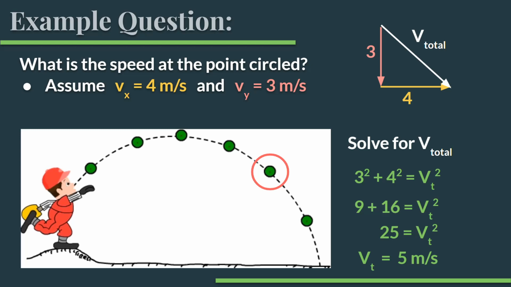I would need a direction as well for it to be a velocity, but the question actually only asks for speed, so that's okay. This is acceptable because that is the magnitude of my velocity. That is my speed at that point, would be 5 meters per second based on those numbers. Does anybody have a question about this? Okay.